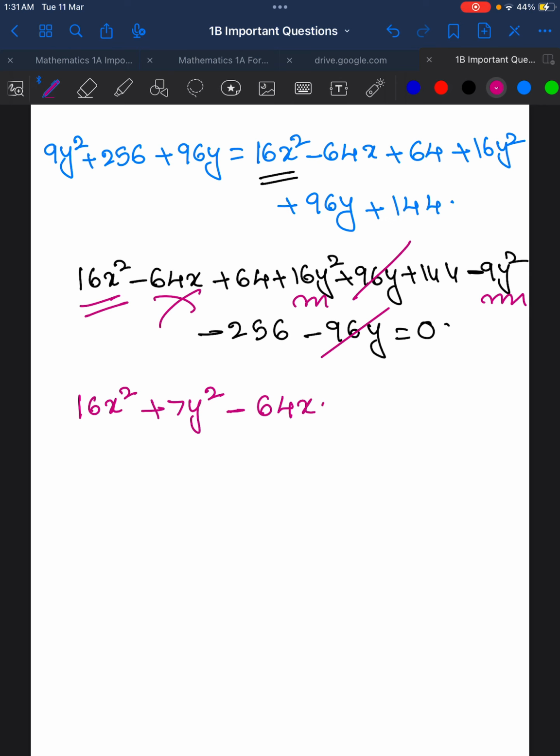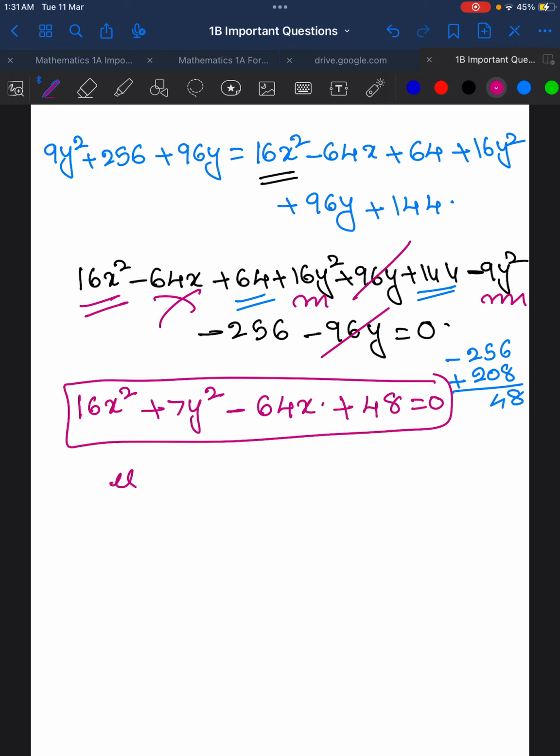Minus 64x. Now what are we left with? Numbers only. 64 plus 144 is 208. 208 minus 256 will be 48. So we are writing 48 here, plus 48 is equal to 0. This is the required equation of locus. Okay, now we are doing the next problem.